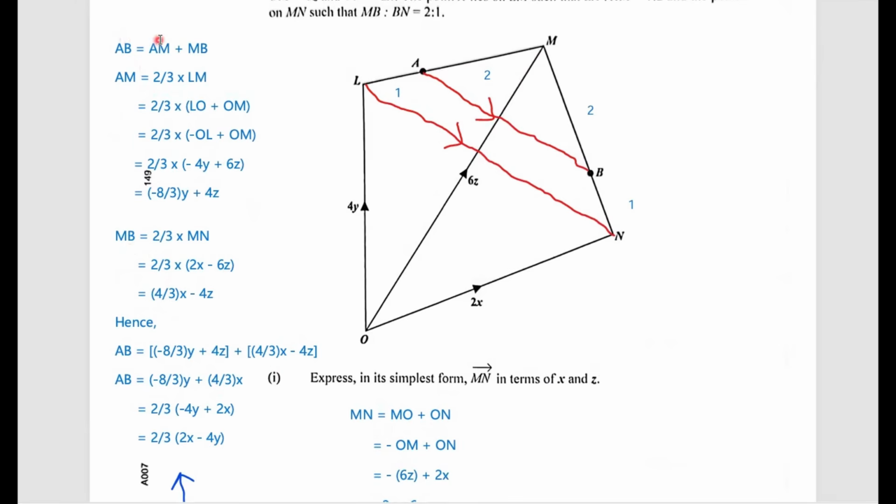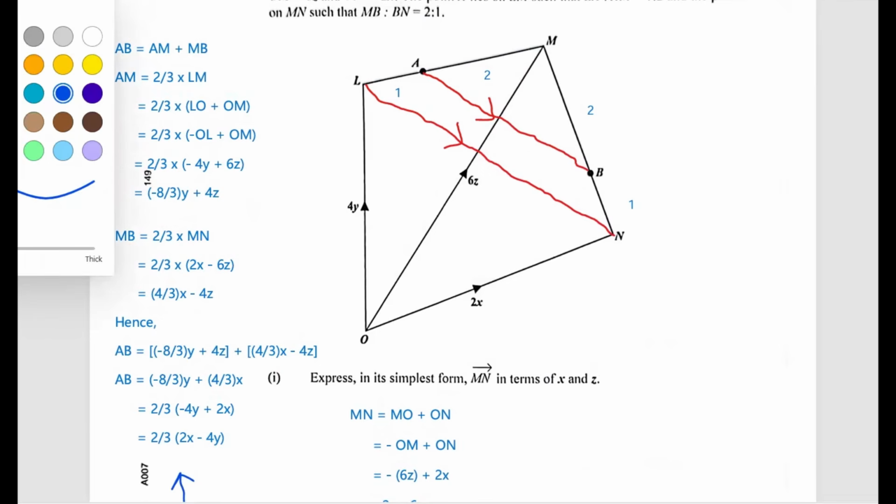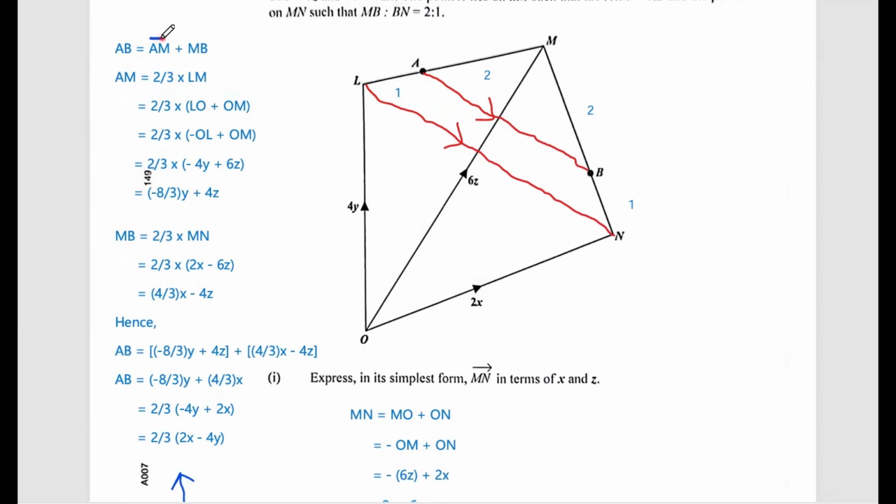Now, mind you, all of this is supposed to have arrows over it. I think you all can understand it's going to be a little hard to do that. I'll just start off by showing you all it. Each one should have the arrows in terms of the letters.